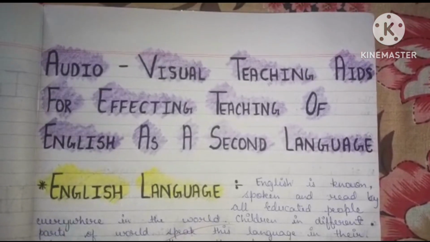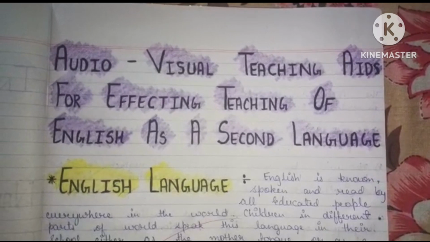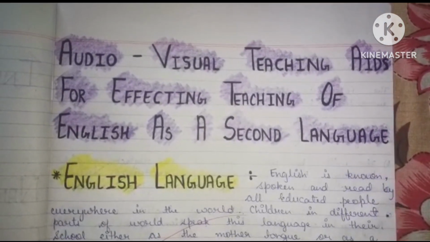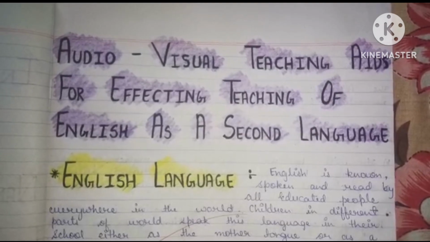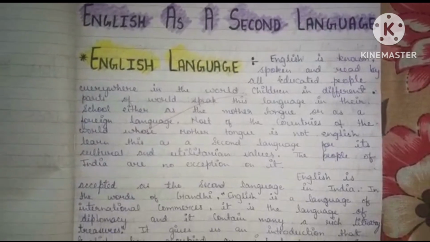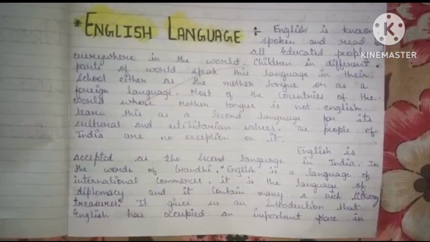Good evening everyone. Today I am going to teach you how to make a sessional work plan for the subject English literature. So today's topic is audio visual teaching aids for effective teaching of English as a second language. So first of all we are going to write a bit about the language English. We are going to write about its history.